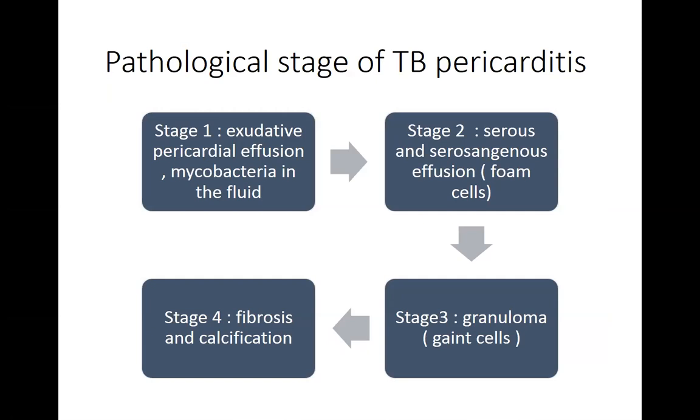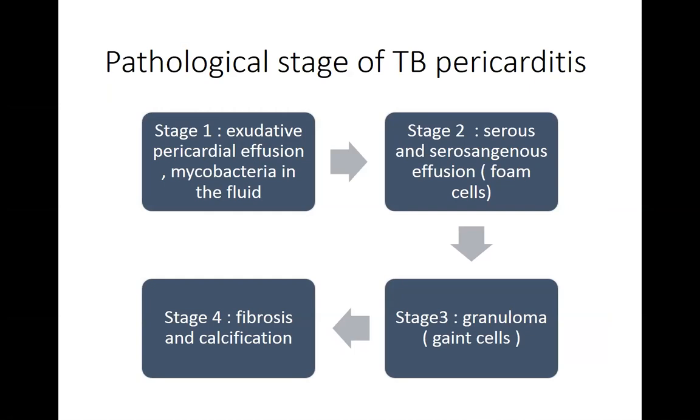A very important thing they also might ask you about, because you guys know TB in Saudi is still very common in certain areas, and also in Asia. So sometimes when people get a TB pericarditis, there are 4 important stages that you need to know, because they might ask you what the stages are and what the features of these stages are.